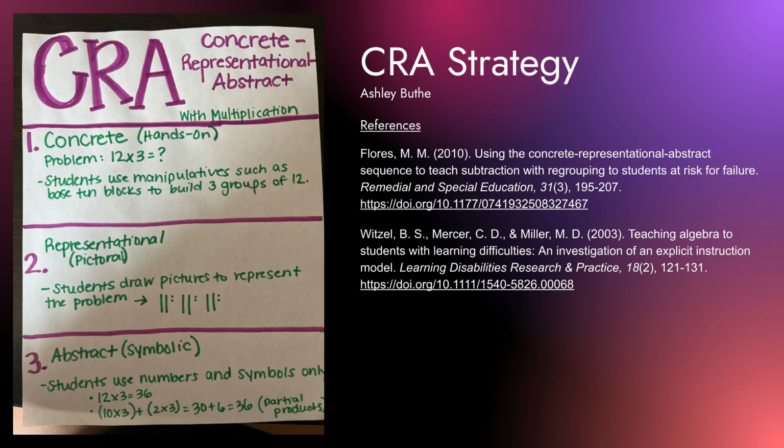Then moving into the third stage, which is abstract or symbolic, the students will use numbers and symbols only to represent the problem. So writing 12 times 3 equals 36 using all numbers and symbols, or maybe they're doing partial products like 10 times 3 plus 2 times 3 equals 30 plus 6, which also equals 36. And again, you connect that back to the previous stages, talking about how we built it and then we drew it, and now this is how we write these all out.